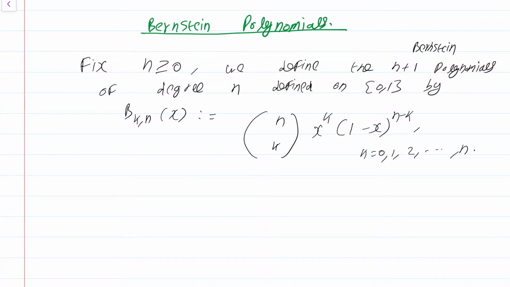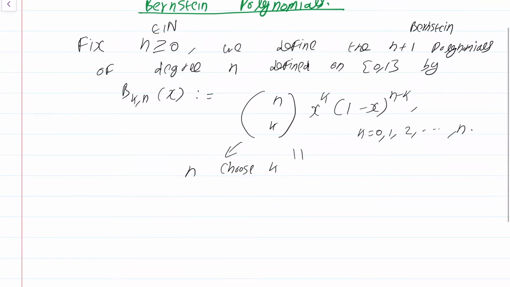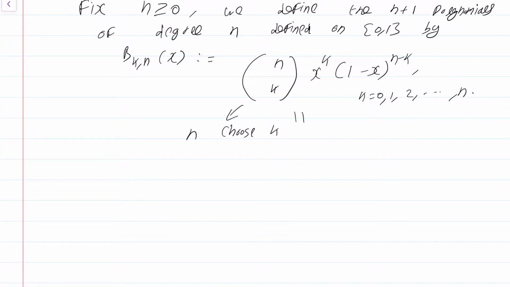So given a fixed number n in the natural numbers, there are these n plus 1 polynomials. Each one of them is of degree k, and k runs from 0 to n. Now this is read n choose k. You are familiar with this, I'm sure, from basic probability theory that you have done in your high school. This is just a shortcut for n factorial divided by k factorial times (n minus k) factorial. Recall that this n choose k, as the terminology says, is nothing but the number of ways in which you can choose k objects from a set of n objects.